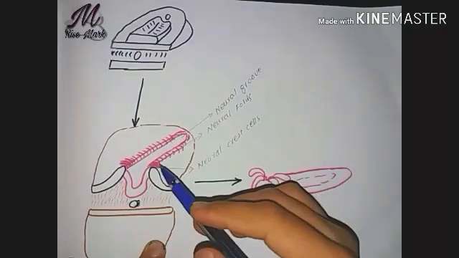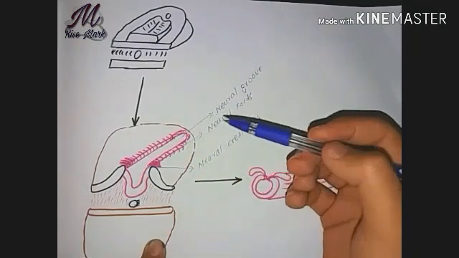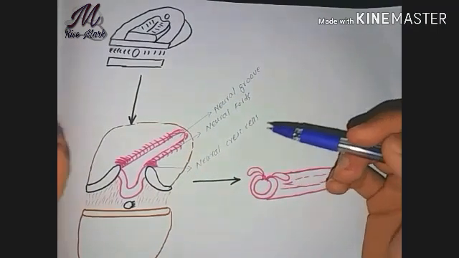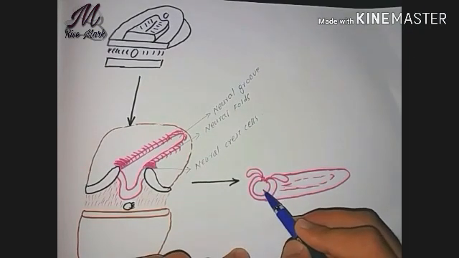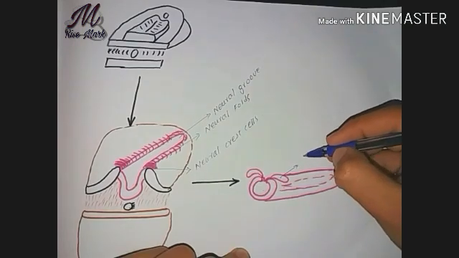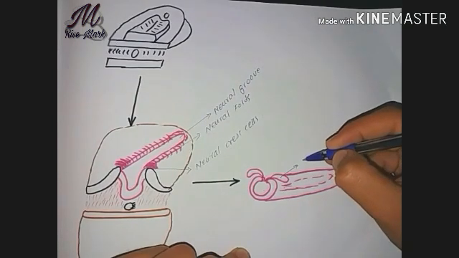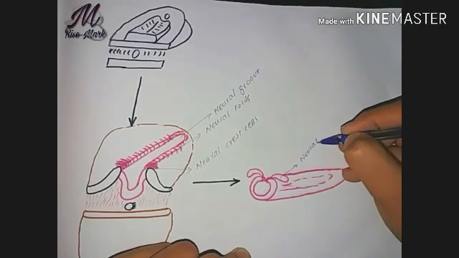So after formation of the neural groove, these two folds are connected with each other and make a tube-like structure. You can see here in this diagram, this is the neural tube, and these are the neural crest cells which are displaced from the neural tube. So these are neural crest cells.